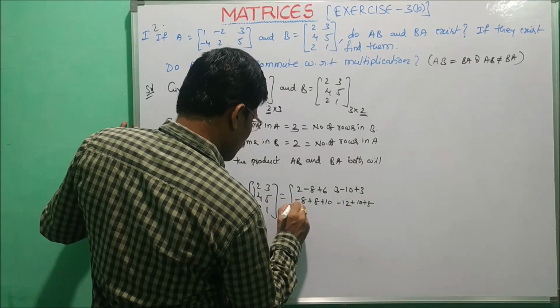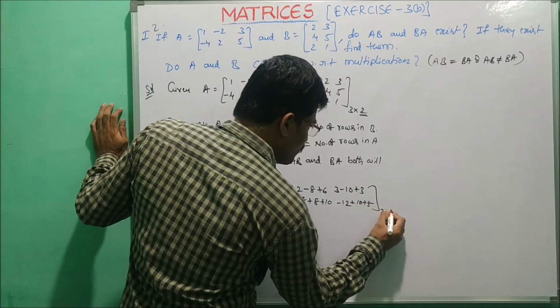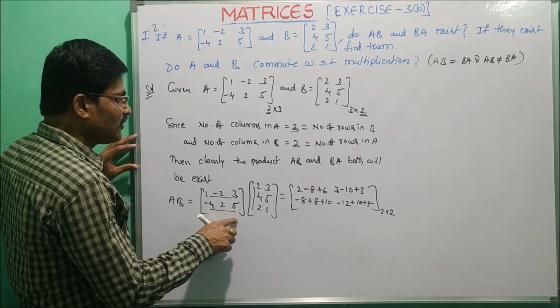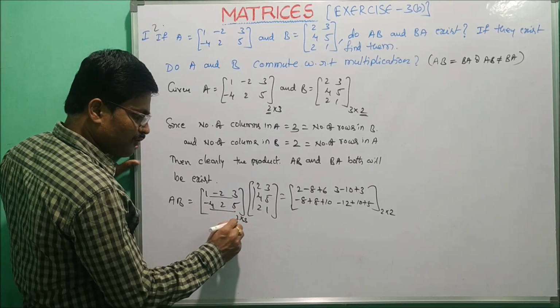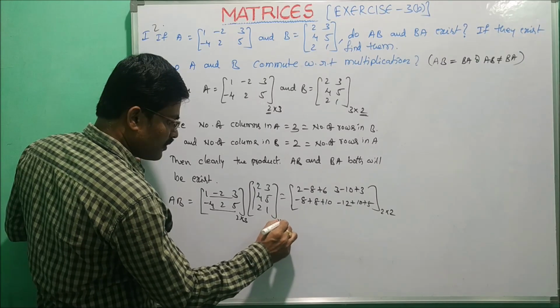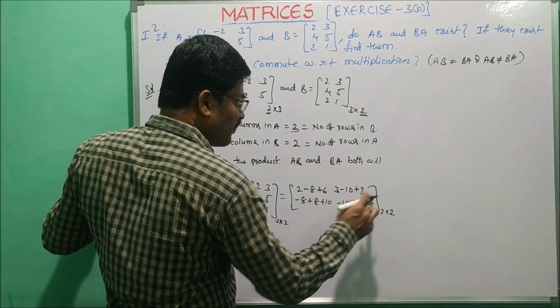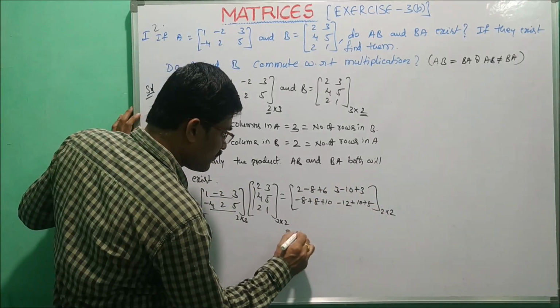So here we have to observe, this is the order 2 by 2. Because here, the first matrix is 2 by 3. The number of rows in the first matrix is 2. The number of columns in the second matrix is 2. Now we take the order 2 by 2. Now our resultant matrix of order is also 2 by 2. Then it can be simplified.